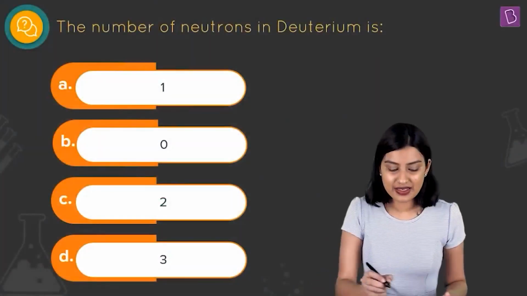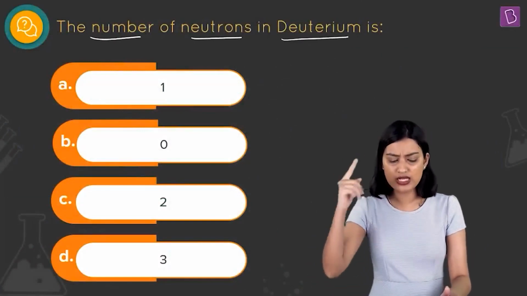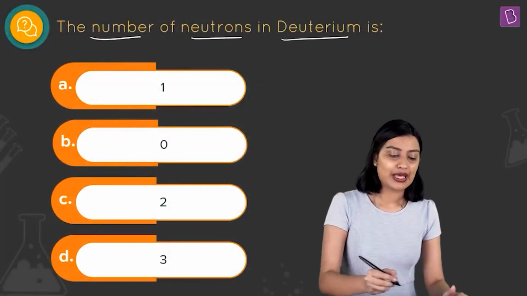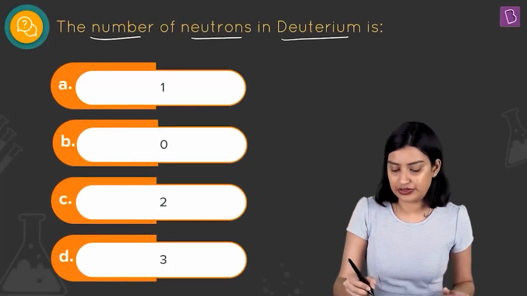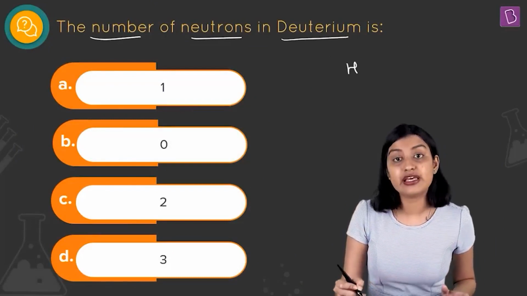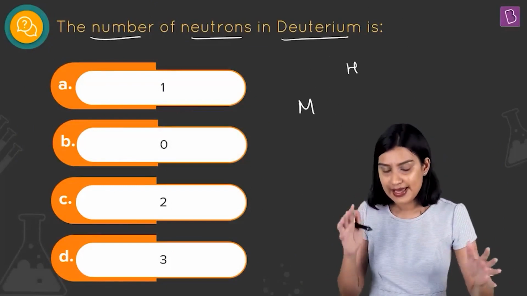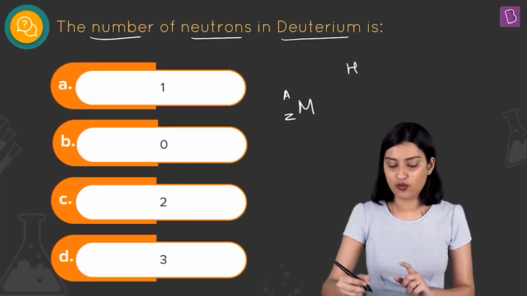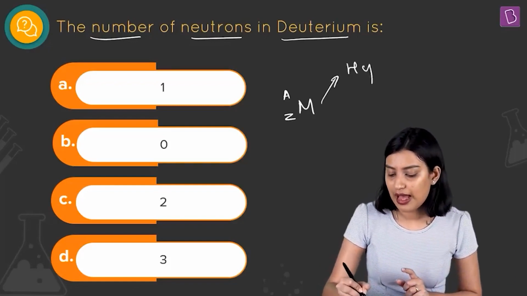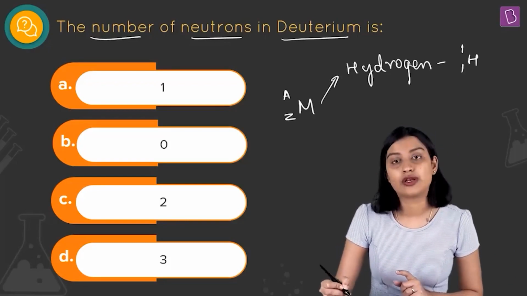Alright, so here they're asking us the number of neutrons in deuterium is going to be what? Is it going to be 1, 0, 2 or 3? Okay, so basically, first of all, let's talk about hydrogen. If I were to denote it in this form, where M is my element, A is my mass number and Z is my atomic number, then hydrogen is going to be H11. What does it mean?